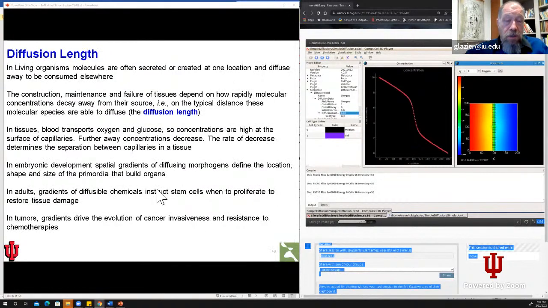This gives rise to a concept of diffusion length. Diffusion time is how long does a molecule take to get from one place to another. We did that calculation. Diffusion length is a different question. If I'm likely to be killed on my way, I may never get there. And so the diffusion length asks the question, how far do molecules typically get before they die?